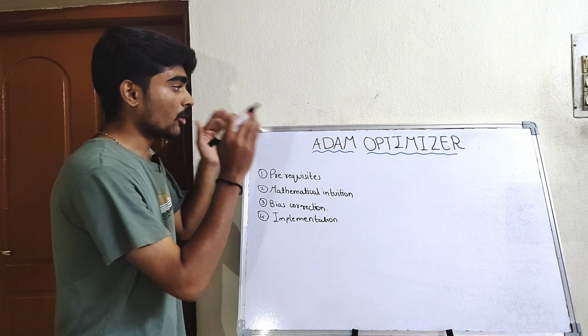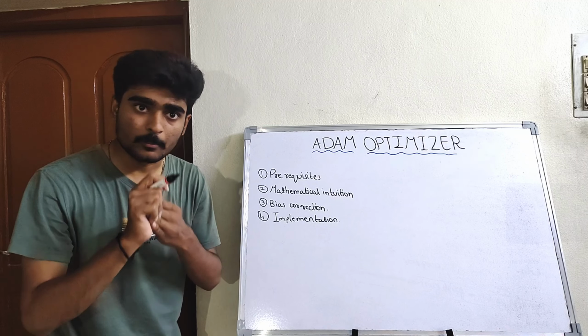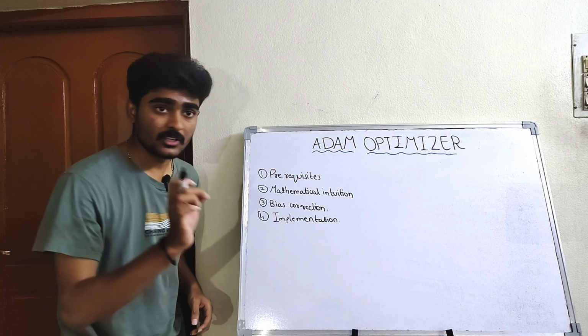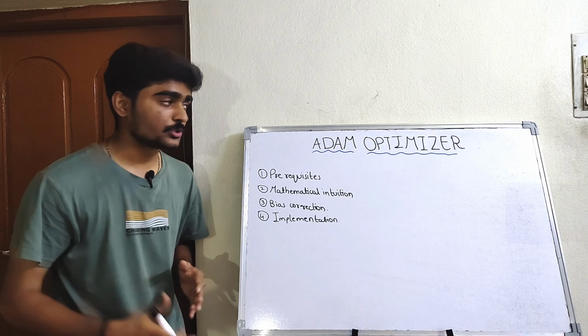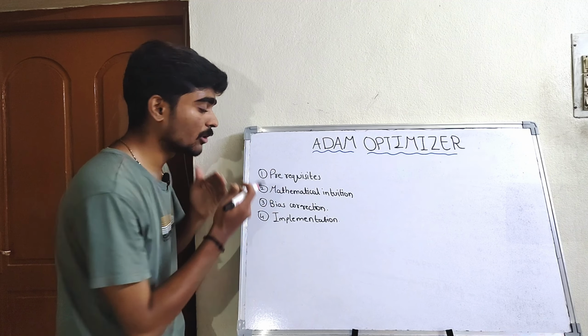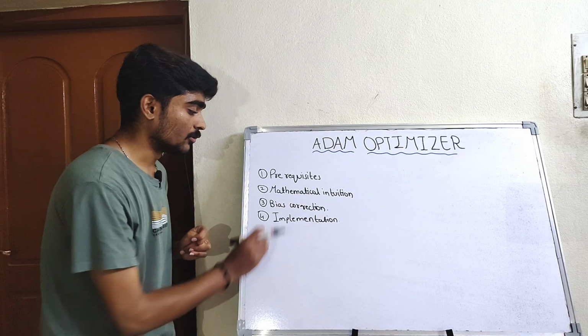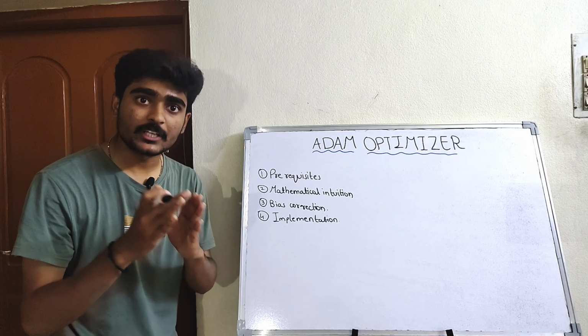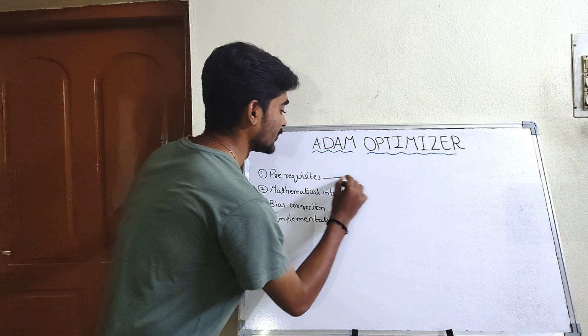Now, in order to understand this Adam optimizer, I have divided this video into four parts. In the first part, we'll be discussing the prerequisites, and in the second part we'll be discussing the mathematical intuition of this Adam optimizer. In the third part we'll be discussing the subtopic of this mathematical intuition, that is bias correction, and in the fourth part we'll be discussing the implementation of Adam optimizer. Now let's start with the prerequisites.